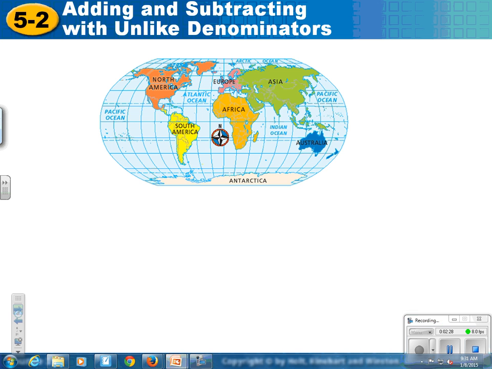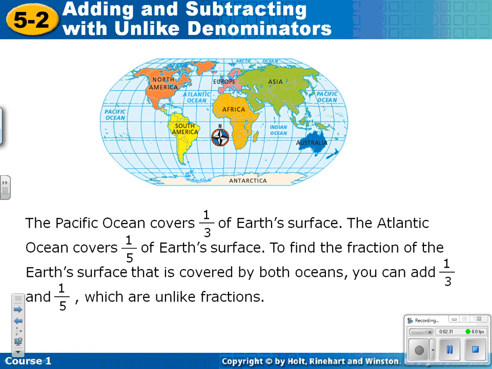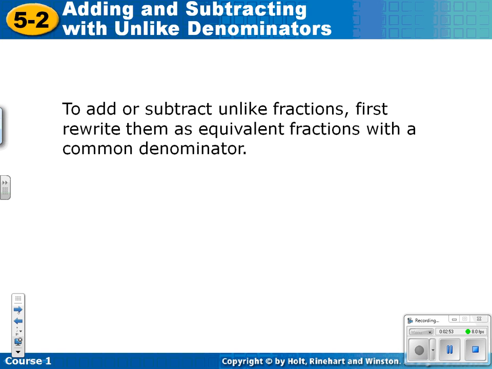So this thing says, the Pacific Ocean covers 1/3 of the Earth's surface. The Atlantic Ocean covers 1/5 of the Earth's surface. To find the fraction of the Earth's surface that is covered by both oceans, you can add 1/3 and 1/5, which are unlike fractions. Now, you guys are going to get the problem written, well, let me go to the next page. We have 1/3 plus 1/5.